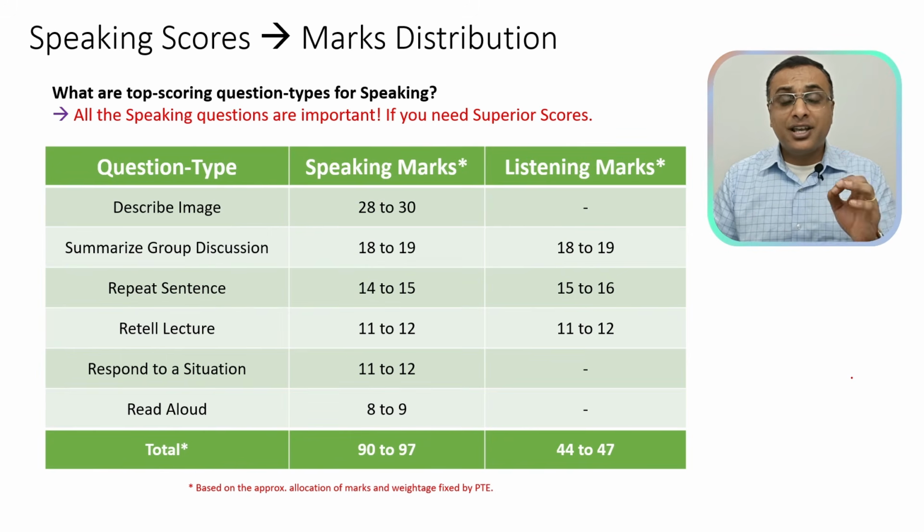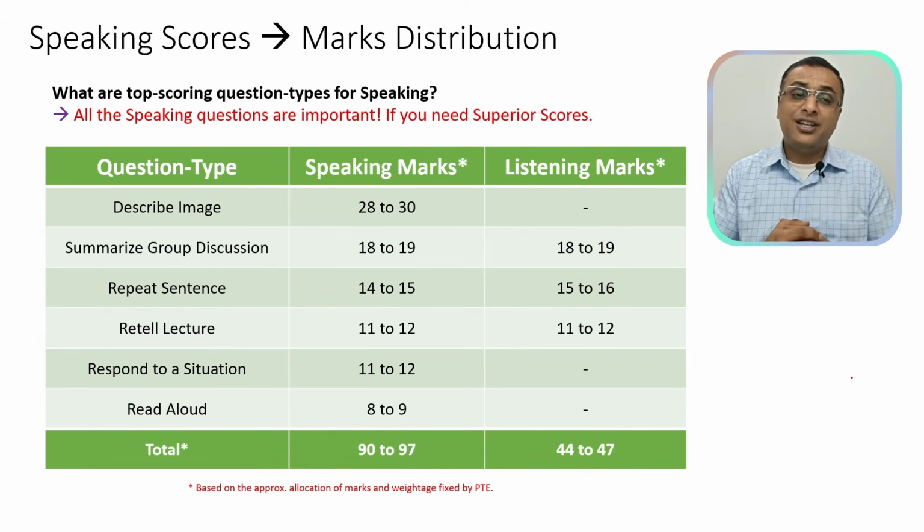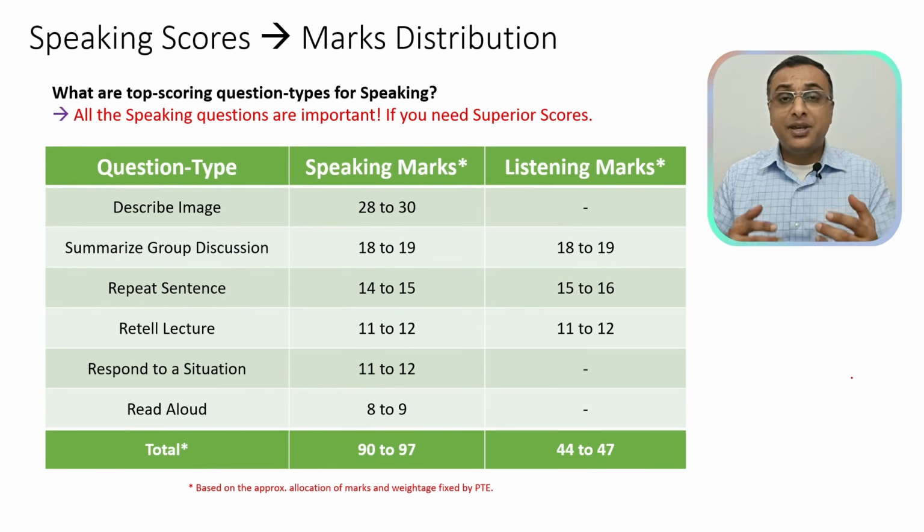Next is summarize group discussion. It will give you marks for speaking as well as for listening. The next two questions also give you marks for speaking and listening, which are repeat sentence and retell lecture. Then comes respond to a situation, which will give you marks for speaking alone. And the last is read aloud.